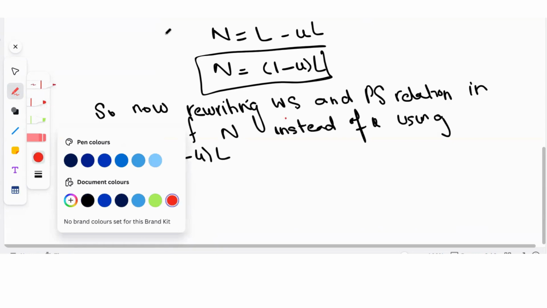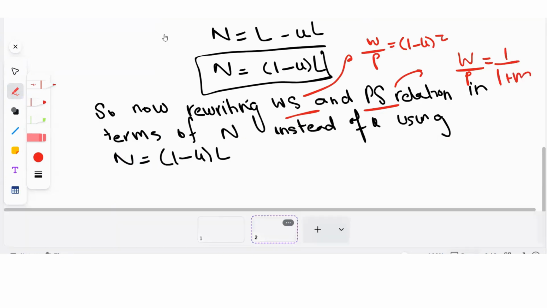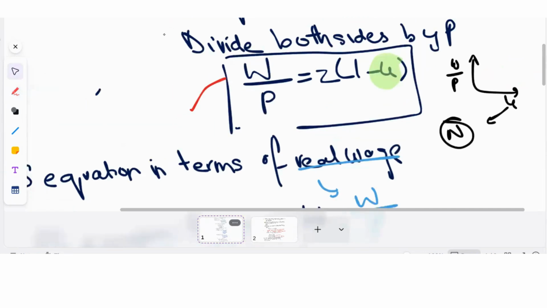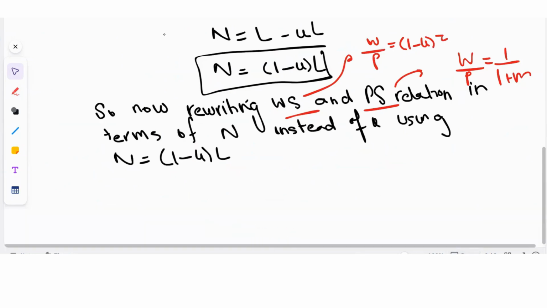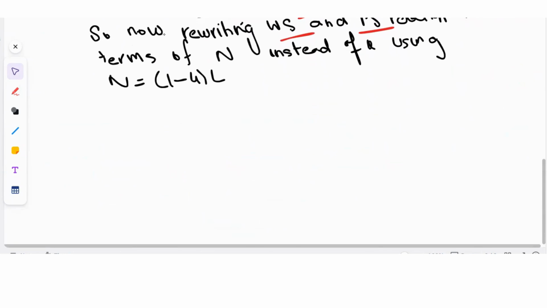Let's just recall. We already found this as W by P is equal to 1 minus u times Z. And what our PS relation was? W by P is equal to 1 by 1 plus m. So let's just go back. This was the WS relation, right? W by P is equal to Z times 1 minus u, which we wrote in terms of real wage, and this was W by P is equal to 1 by 1 plus m. We did this in the first one. Right, so now rewriting the WS and PS relation in terms of n instead of u using this.